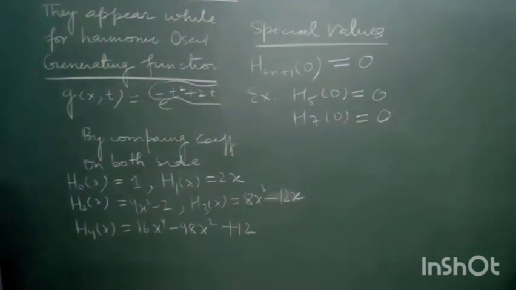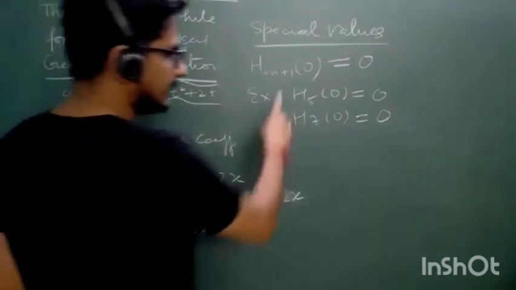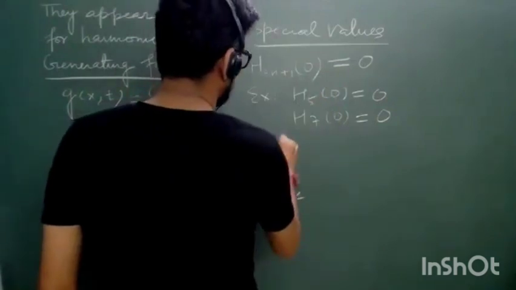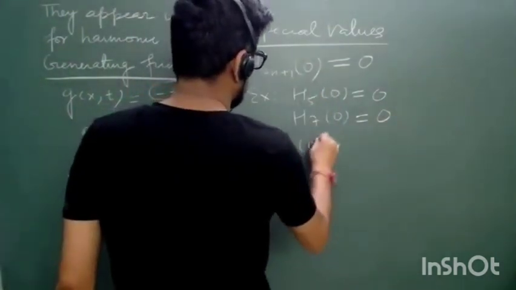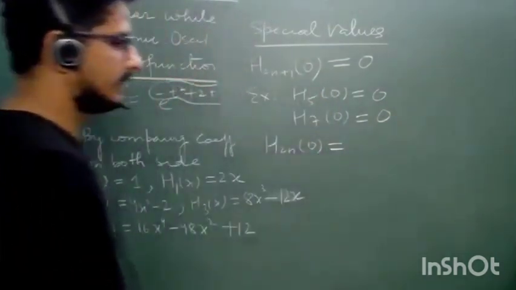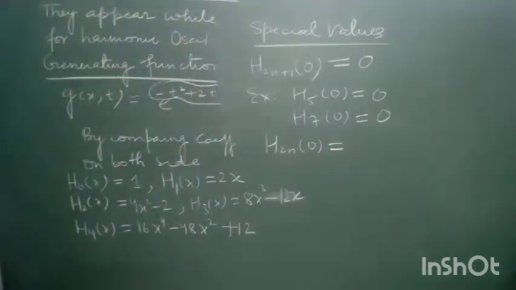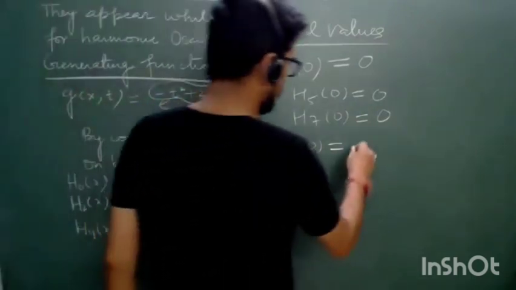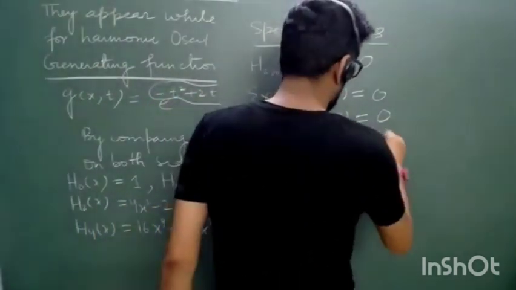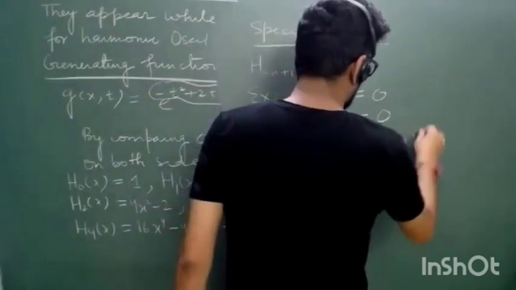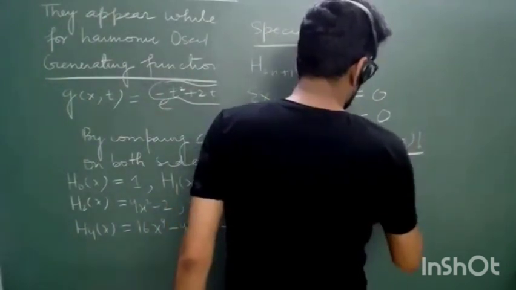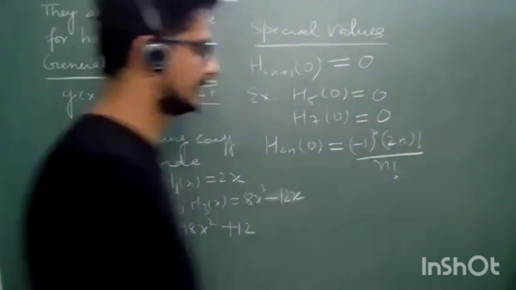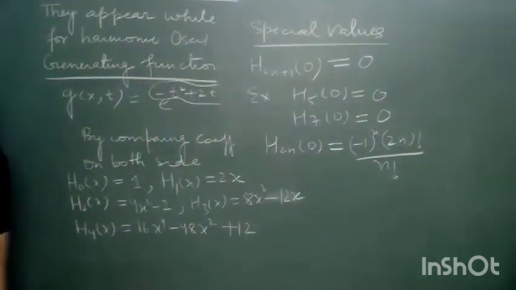And the value at even, h2n at 0, this will be equal to minus 1 to the power n, 2n factorial upon n factorial. Minus 1 to the power n, 2n factorial upon n factorial. This is the value at x is equal to 0 for even ones.